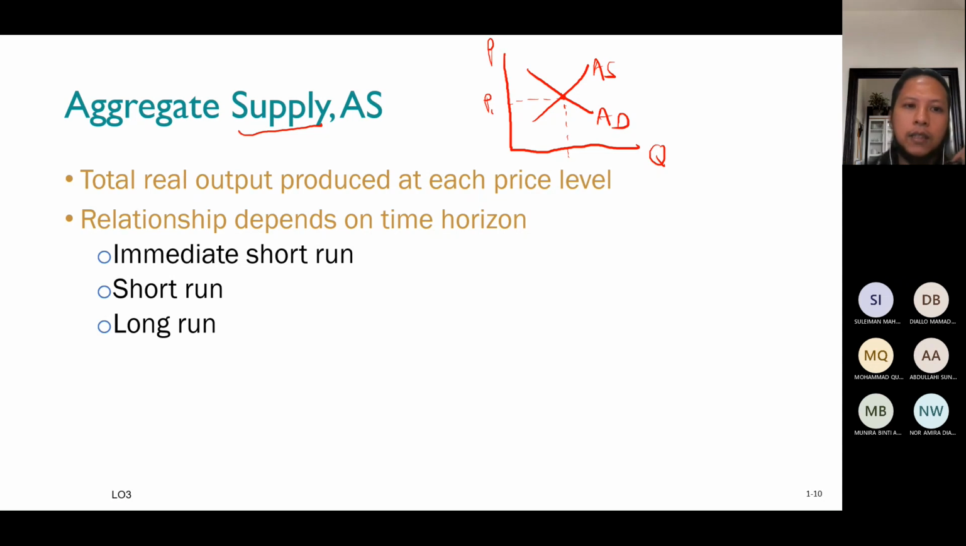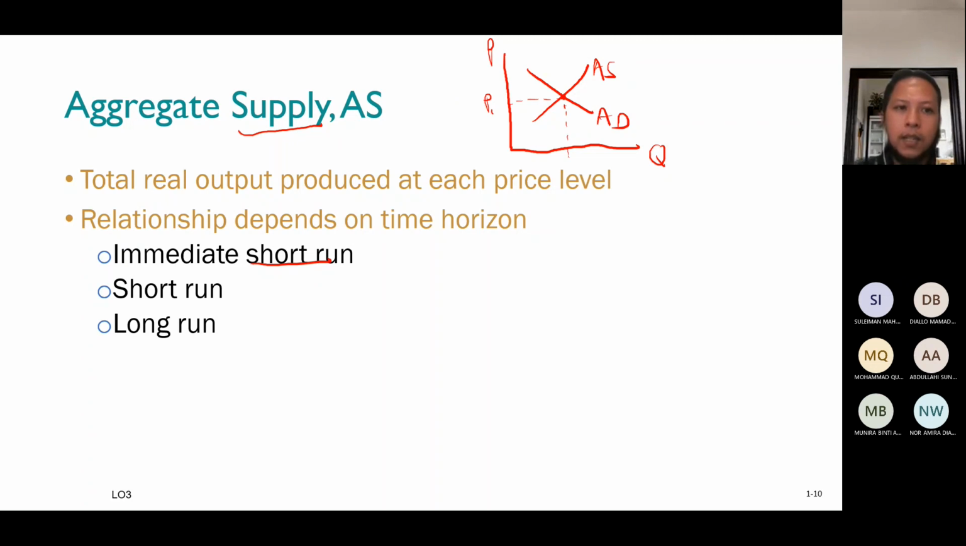So it can be in the immediate short run. The immediate short run is like taking a picture of an event. It's just that one period, that 1 second that you are taking the picture. Immediately after the picture is taken, of course other things will happen. So it's not the same as taking a video. It's just a snapshot of an event that is happening.